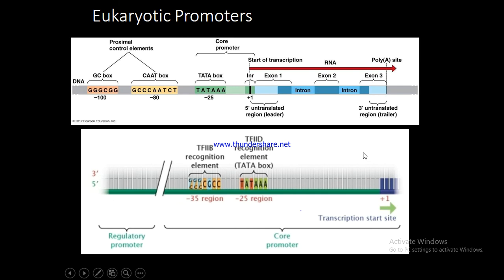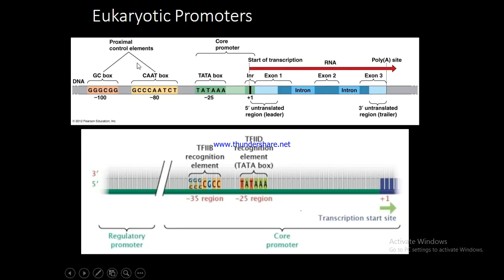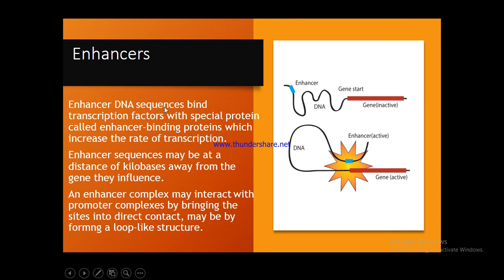Let's go to the next slide. There are some enhancer sequences also involved. I haven't discussed this yet. These are some regulatory elements, proximal control elements. These can enhance the transcription process, and they can upregulate or downregulate it. Here some GC box or CAT box are present. Apart from this, there are some enhancer sequences.